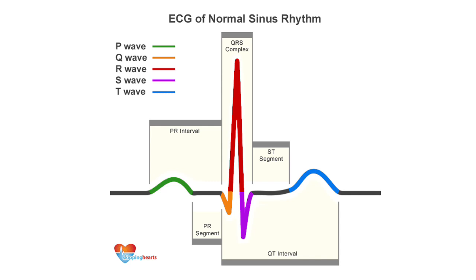So a Q wave is always negative, meaning it is below the baseline. So if the first deflection of a QRS complex is negative, then yes, that is a Q wave. The R wave is always the positive portion of the QRS complex. And then the S wave is always negative.